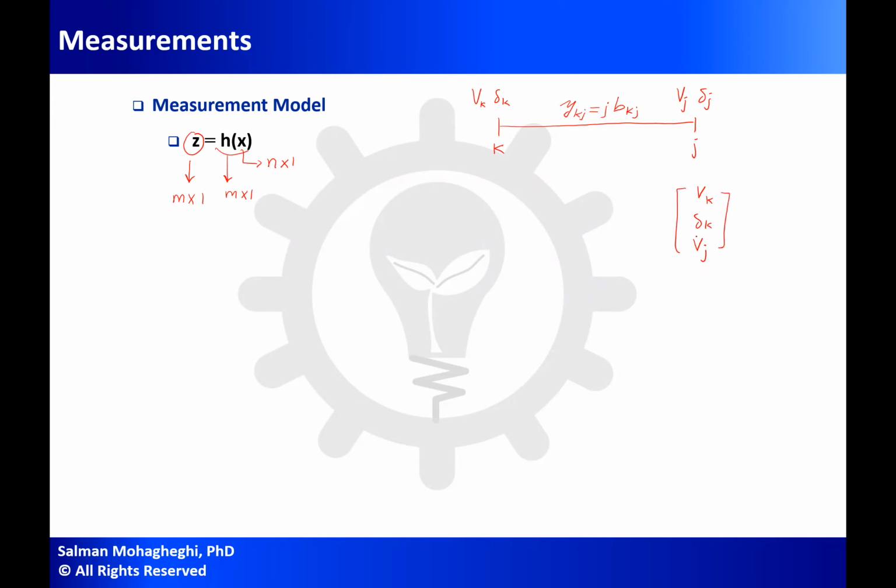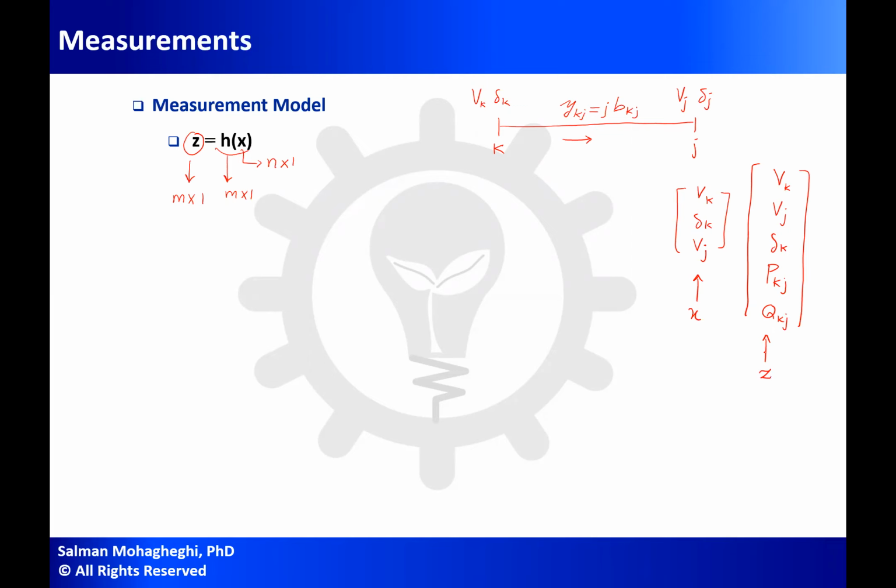So these are my states. And let's assume what I'm measuring is VK, VJ, let's say, delta K, and I'm also measuring the active power and reactive power that goes from bus K to bus J. So these are my measurements. That would be my vector of x's. This would be the vector of measurements, which is z. Let's see how these measurements are related to my states. In other words, let's see what that function h of x is.